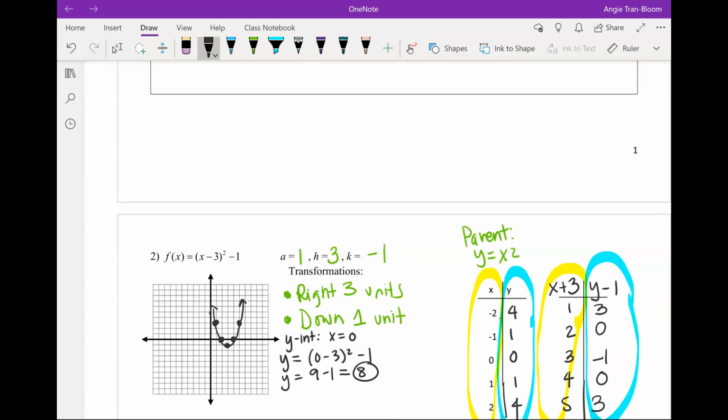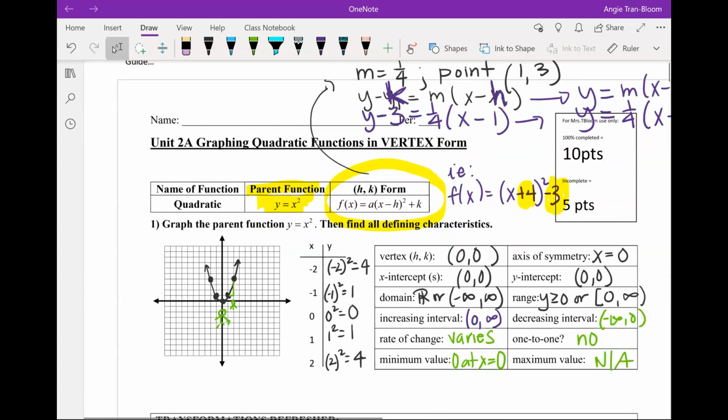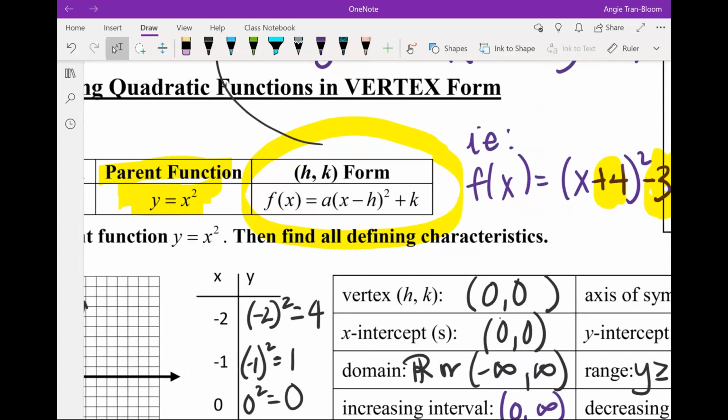Sorry, my screen is. Can you see our HK form right here? Yeah, you don't distribute them. You leave them as a quantity, okay?